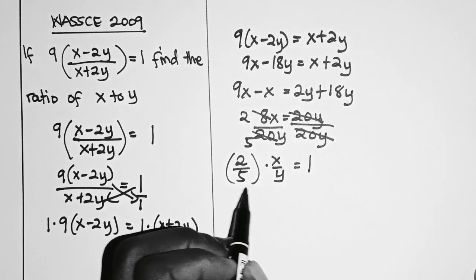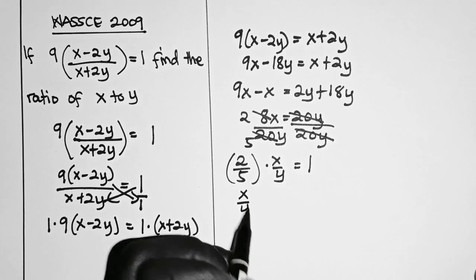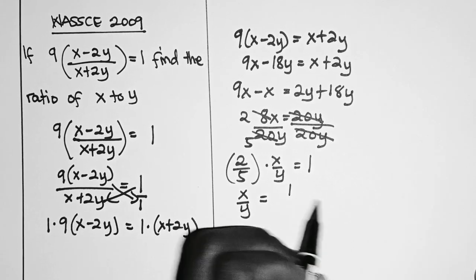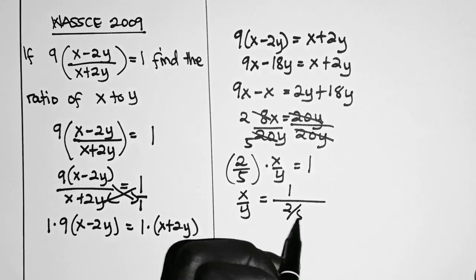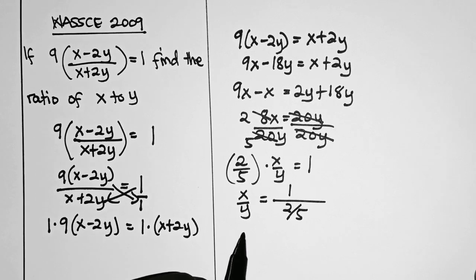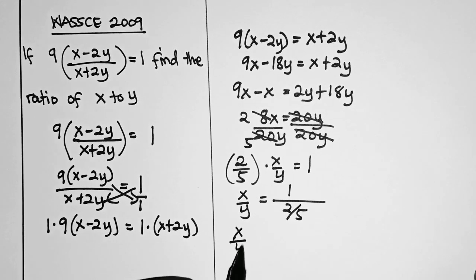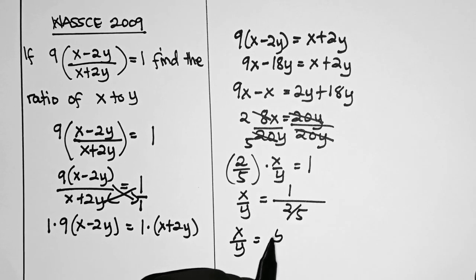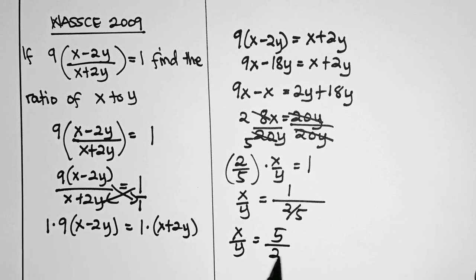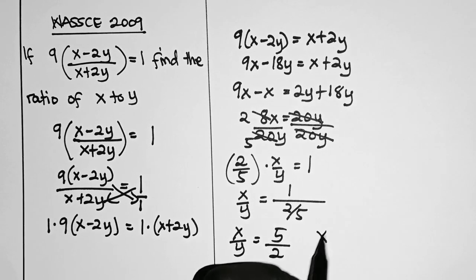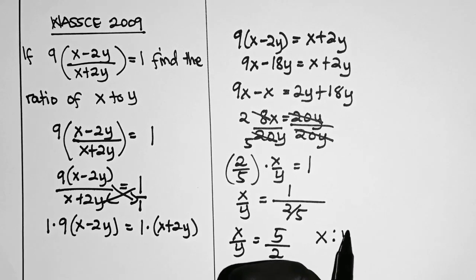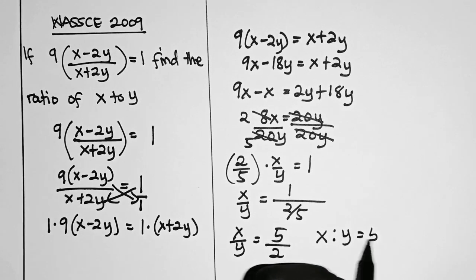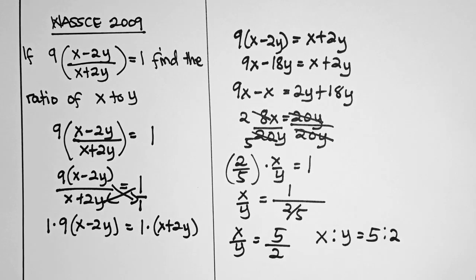So that means x divided by y is equal to 1 all divided by 2 divided by 5. So x divided by y equals 5 divided by 2. So that means the ratio of x is to y is equal to 5 is to 2.